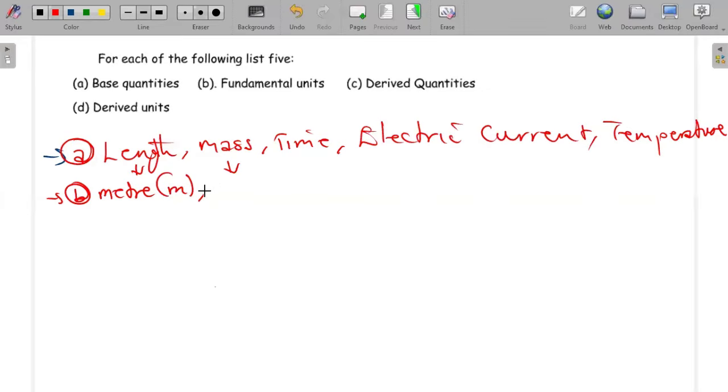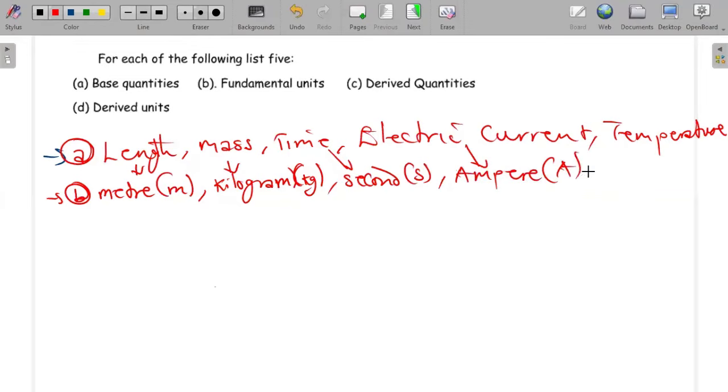What about mass? Kilogram, also represented by kg, small letter k and small letter g. Time, I'm sure this one is automatic. The second, represented by a small letter s. What about electric current? Ampere, represented by the capital letter A. Then what about temperature? Kelvin, represented by capital letter K.